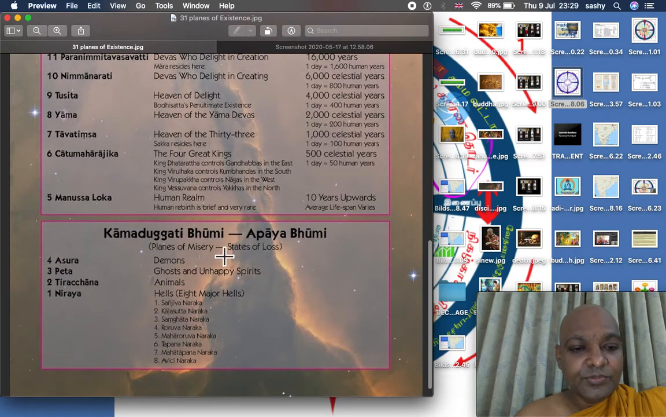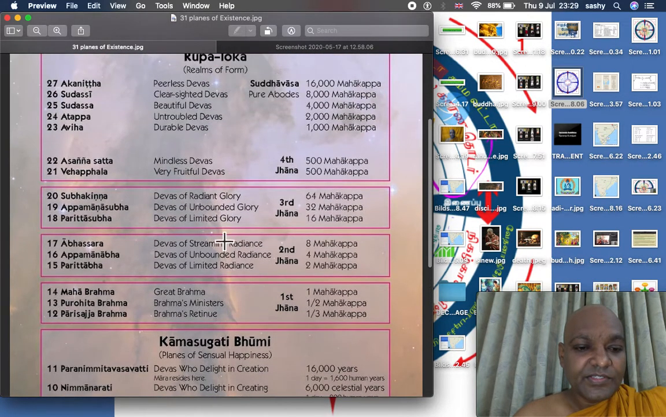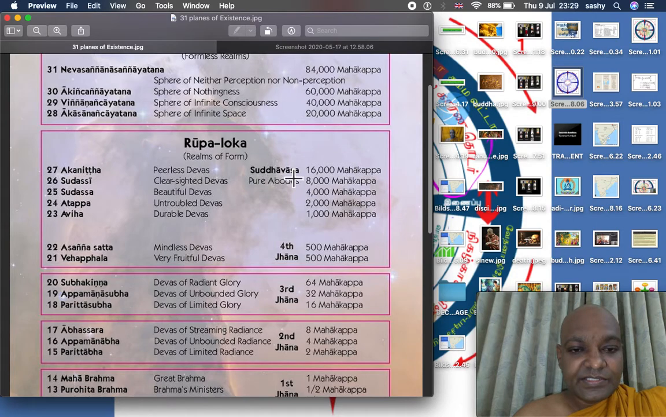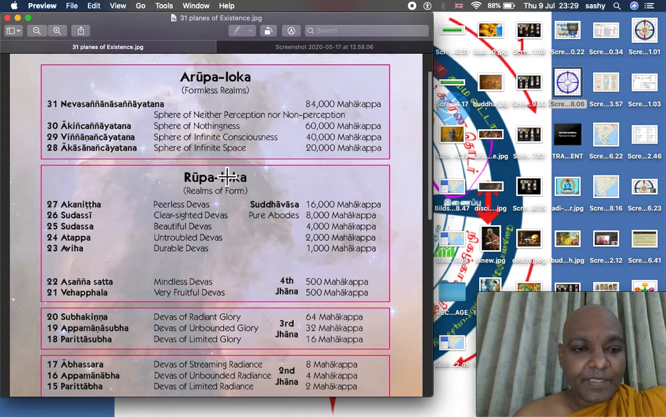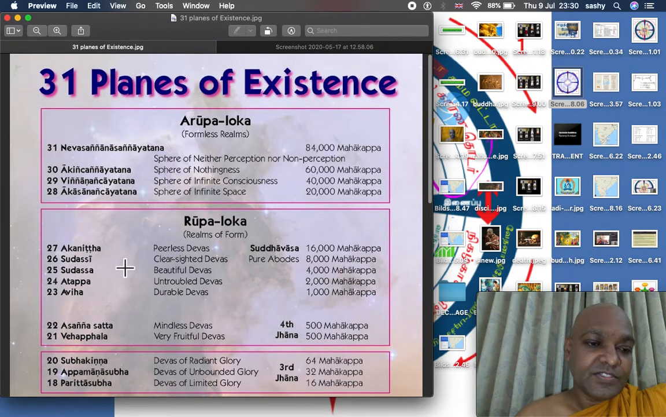Actually, the Kama Dugati Bhumi can be called the planes of sensual unhappiness, and then from level 5 up, here are the Brahmas: the first jhana, second jhana, third jhana, fourth jhana, and in the Suddhavasa or the pure abodes, and then comes the Rupa Loka, realms of form, and then realms of the formless. Formless means without body actually. The mind is spread in space, spanning around thousands of kilometers probably, up to 31 levels over there.